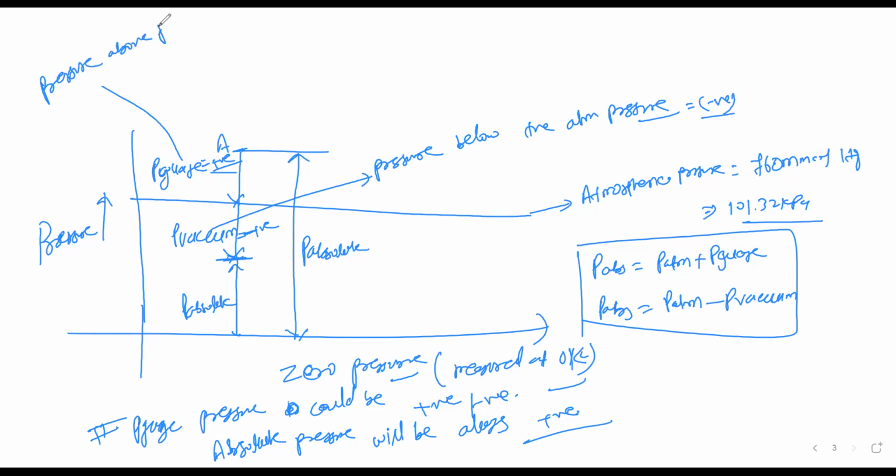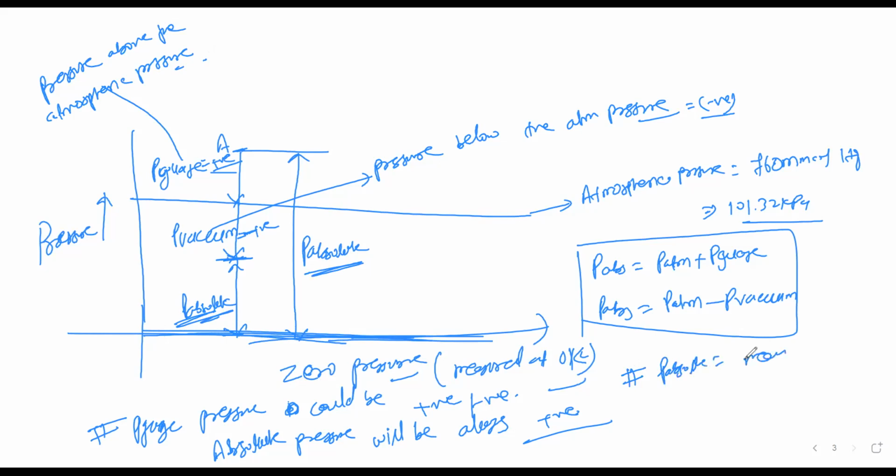Pressure above the atmospheric pressure is called here gauge. Absolute pressure, which is measured with respect to zero pressure level. Because whatever the absolute pressure we have indicated here or here, that is with respect to this x-axis. So we can say that here the P absolute is measured with respect to zero pressure line.